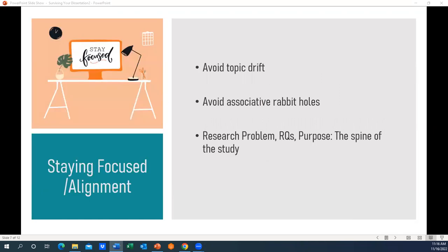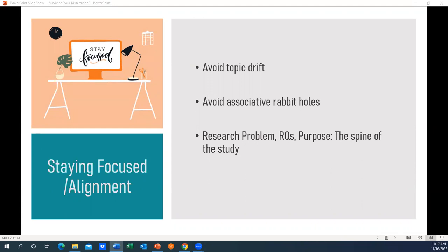All right, staying focused and in alignment. This is a problem as you get into things a little bit, you get moving, you get some momentum. Topic drift, it happens, or misalignment. We see this a lot. What you said here about your purpose doesn't align with what you said back in chapter 1 about your purpose, right? That kind of misalignment will be a cause for concern for your professors, and they'll usually call you out on it.